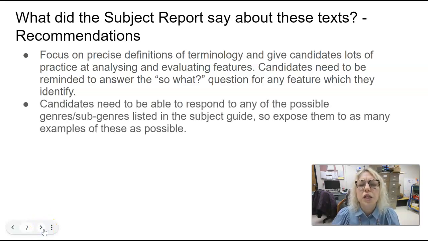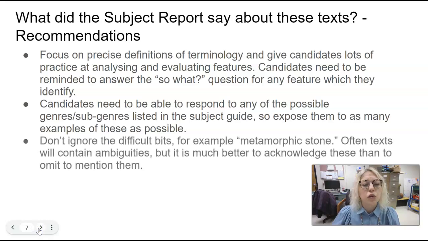Candidates need to be able to respond to any of the possible genres, subgenres listed in the subject guide, so expose them to as many examples of these as possible. Don't ignore the difficult bits. For example, metamorphic stone. Often texts will contain ambiguities, but it is much better to acknowledge these than to omit to mention them. Ambiguities, when something has more than one potential meaning. That is really the heart of analysis, is taking a stab at a suggested meaning by supporting it with a literal claim about the text itself.